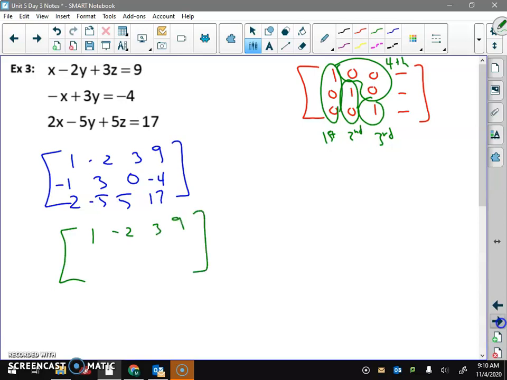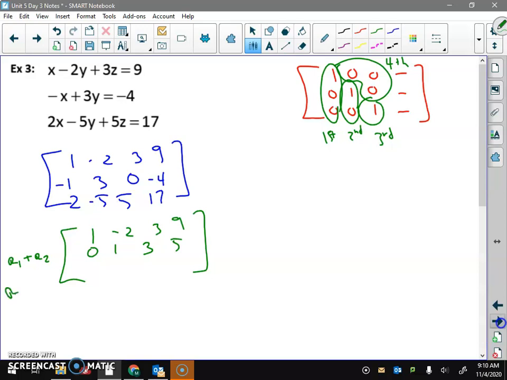I want a 0 where the negative 1 is. Got it. Row 1 plus row 2. Negative 1 plus 1 is 0. 3 minus 2 is 1. 0 plus 3 is 3. Negative 4 plus 9 is 5.